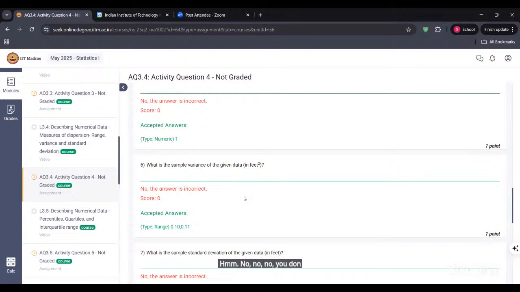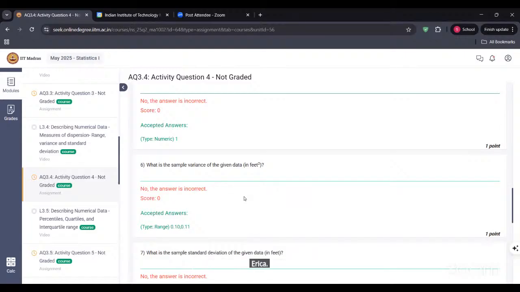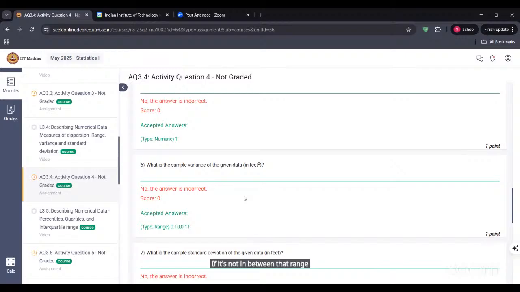No, you don't have to. Why are you putting comma? And how can we tell it as a range, ma'am? You don't have to show it in range. You just have to write the answer that you have got. I got 0.10, so I put 0.10, but it's showing 0.10 comma 0.11. That's the range. Listen, it's a clue. So your accepted answer, if you're typing an answer, should be in between 0.10 to 0.11. That's it. If it's not in between that range, it will not accept your answer.